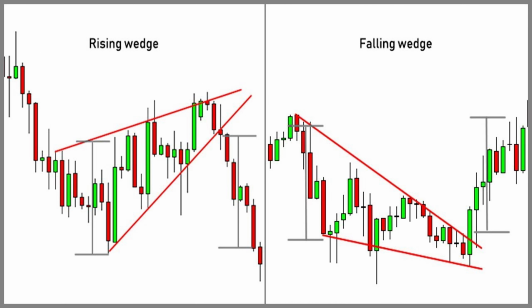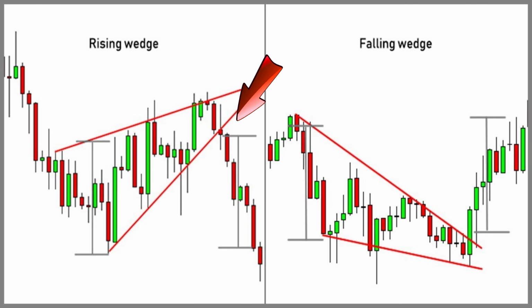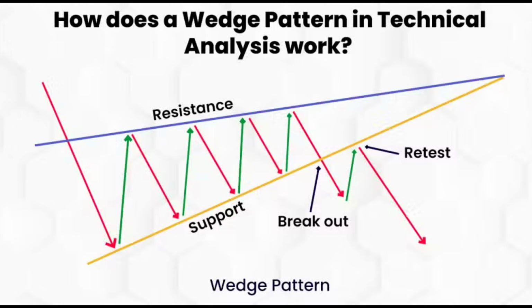Now, there's two types of wedge patterns. A rising wedge usually signals a bearish downtrend when the rising wedge on an uptrend breaks below the lower support line for a new low. That usually implies a downtrend. The declining volume and continued tighter highs implies less demand for the bids.